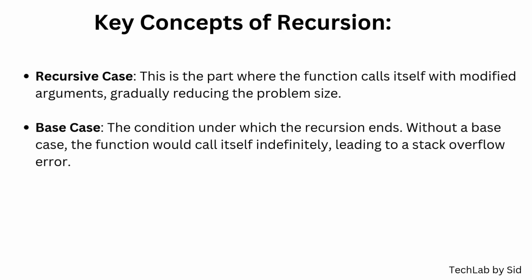Key concepts of recursion. Recursive case. This is the part where the function calls itself with modified arguments, gradually reducing the problem size. Base case. The condition under which the recursion ends. Without a base case, the function would call itself indefinitely, leading to a stack overflow error.